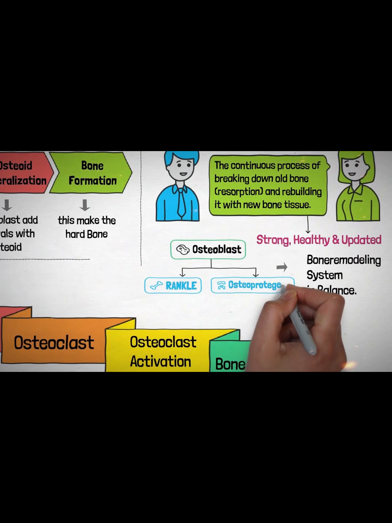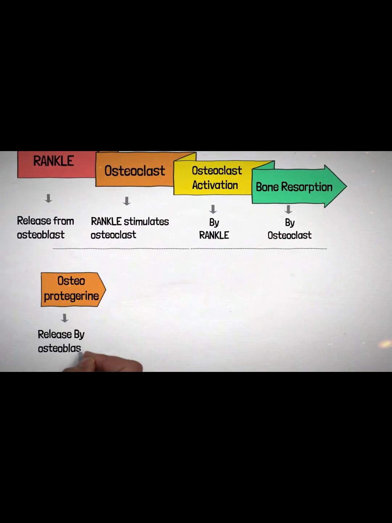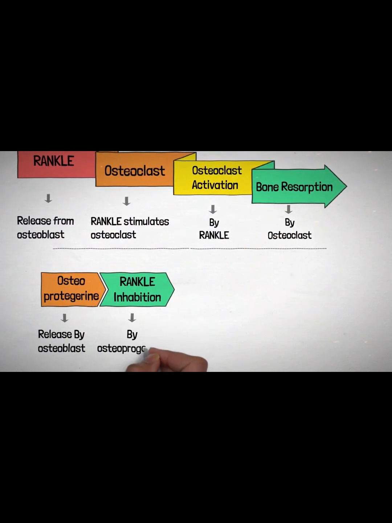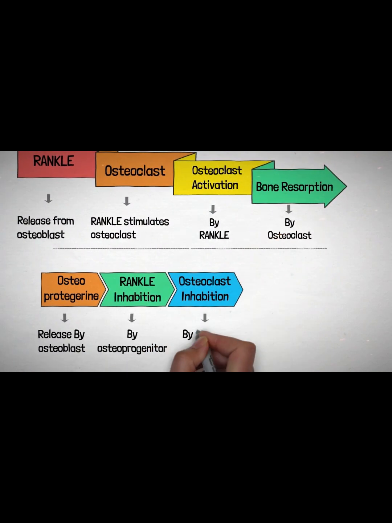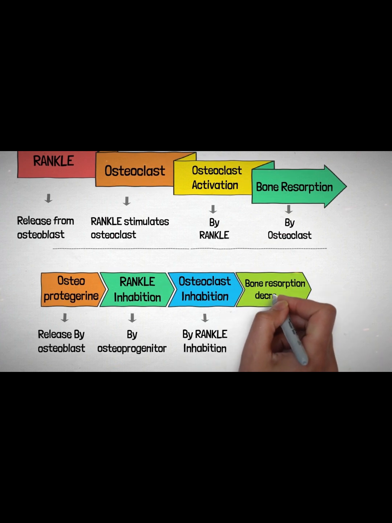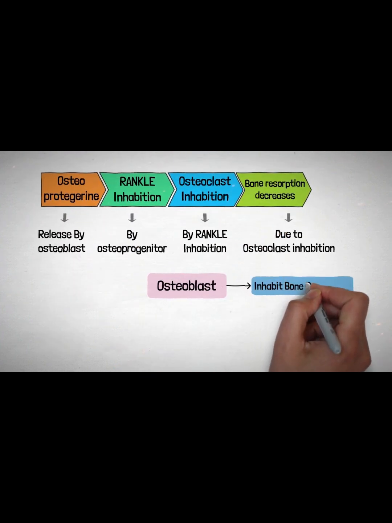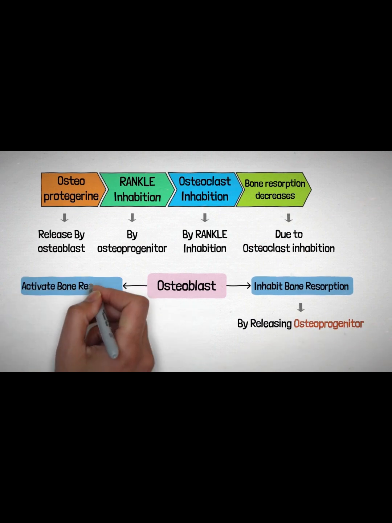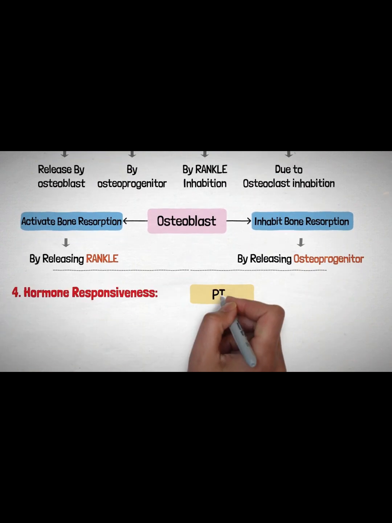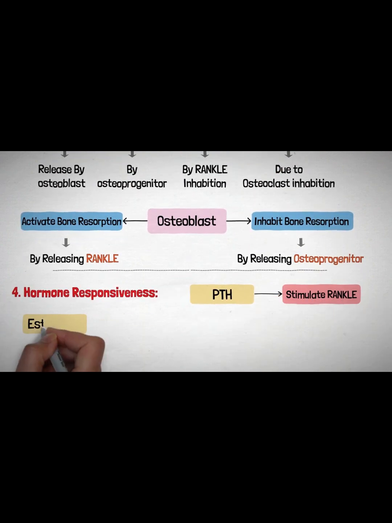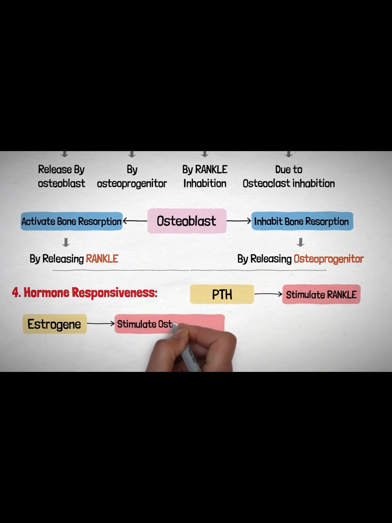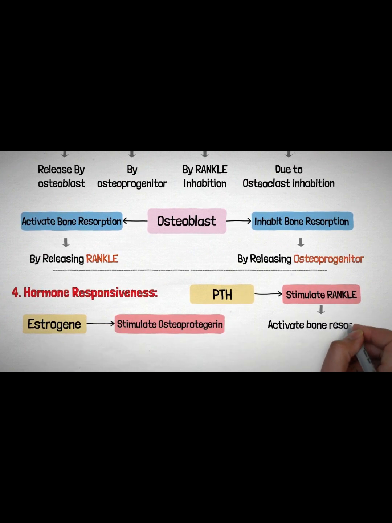The second is osteoprotegerin. It is the natural blocker of RANKL. Osteoprotegerin inhibits osteoclasts. That means it reduces their activity so that bone resorption does not become excessive. In other words, osteoblasts not only build bone but also control the mechanism of bone breakdown. Hormone response stimulates the RANKL system while osteoprotegerin counteracts it.